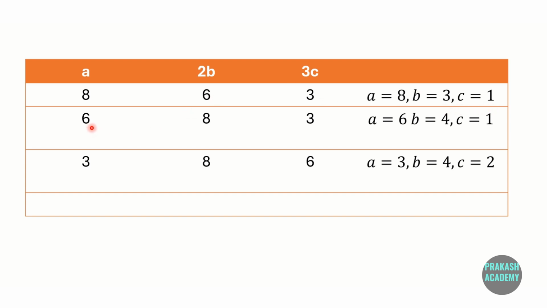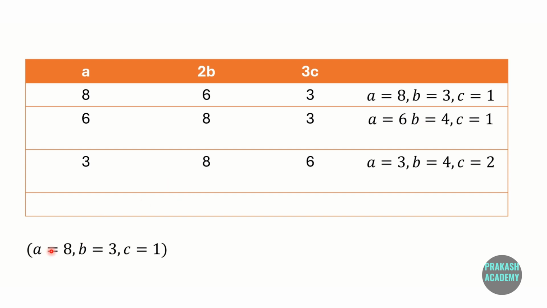Second situation, this will be 6 and this will be 8, so 8 divided by 2 will give the value of B, that is 4, and this will be 3 divided by 3, that is 1. Now in the third case, A is equal to 3, B is equal to 8 divided by 2, that is 4, and C is equal to 6 divided by 3, that is 2. So these are 3 possible solutions in this case.